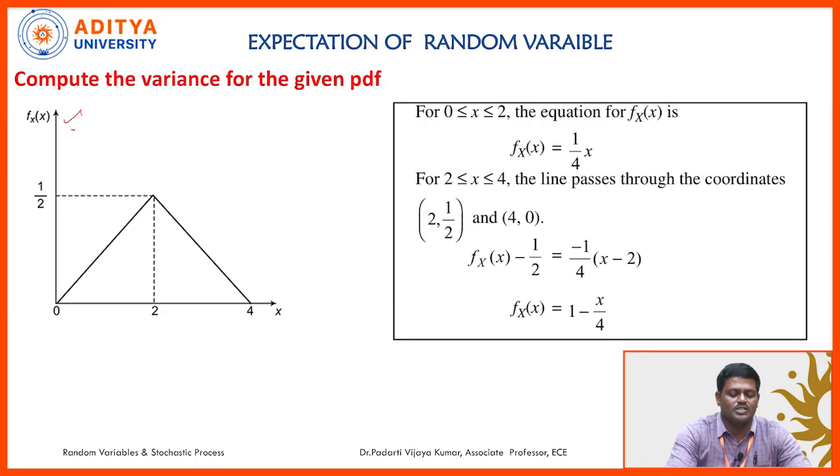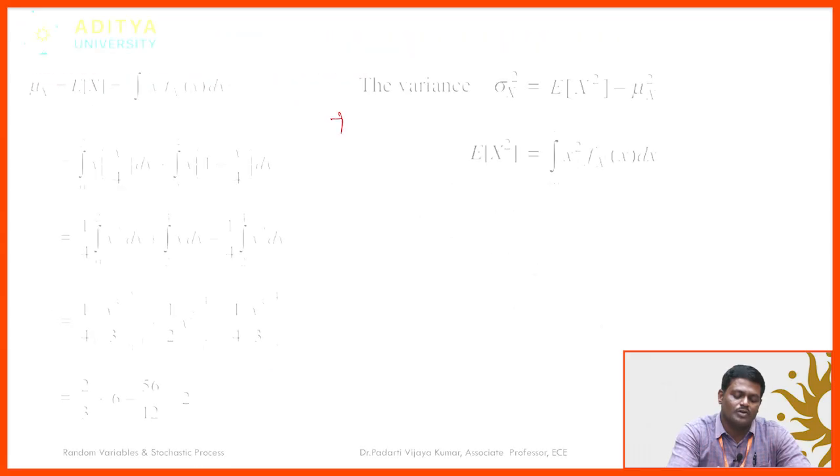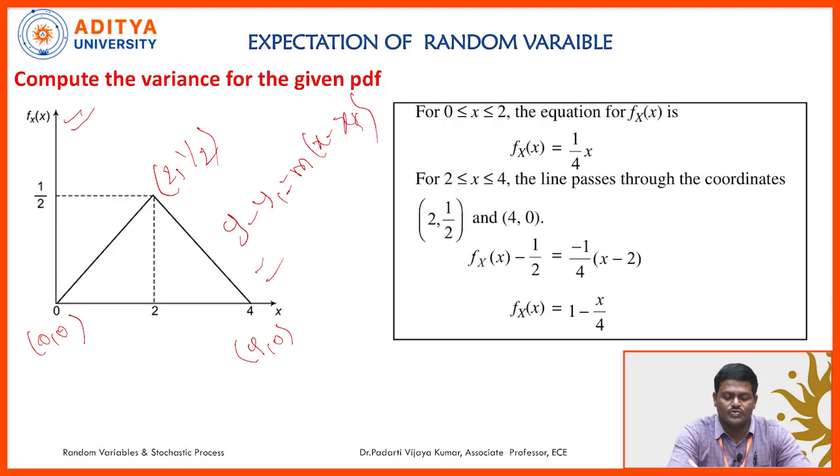A density function is given to us. Firstly, we need to mathematically derive the relationship for the curve. The points are (0, 0), (2, 1/2), and (4, 0). Applying the line equation formula, y minus y1 is equal to m into x minus x1, we get this relation. So, fx of x is equal to x by 4 over the limit 0 less than x less than 2, and over the limits 2 to 4, this is the mathematical equation.